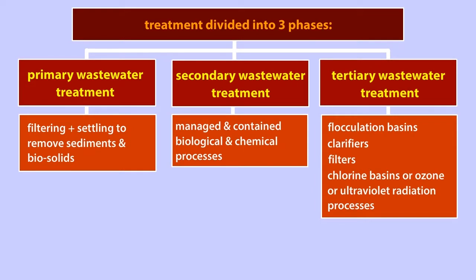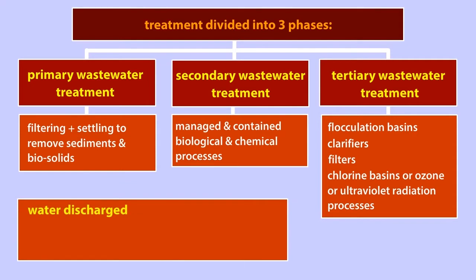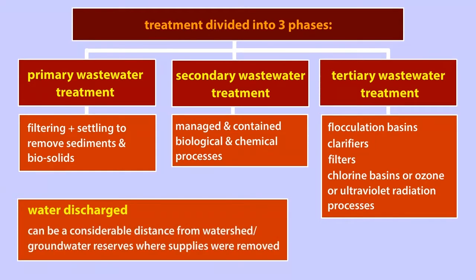At the end of a typical wastewater treatment process, water is discharged to the environment at the first convenient location. Because water treatment facilities are centralized, the point of release can be a considerable distance from the watershed or groundwater reserves where supplies were removed. Thus, unnatural surpluses are created in some local water systems and unnatural drought in others. The sustainable practices introduced in the next section are directed at redressing this imbalance.